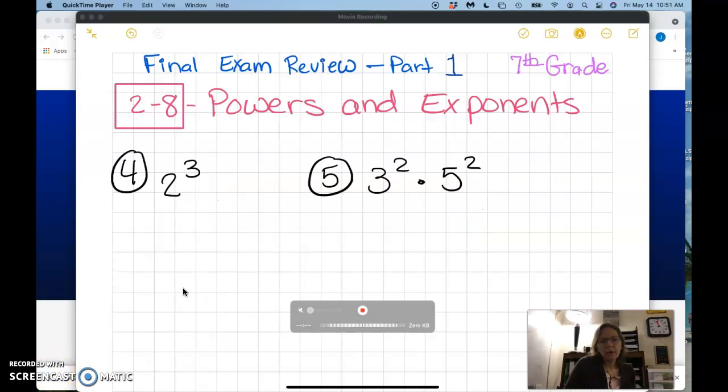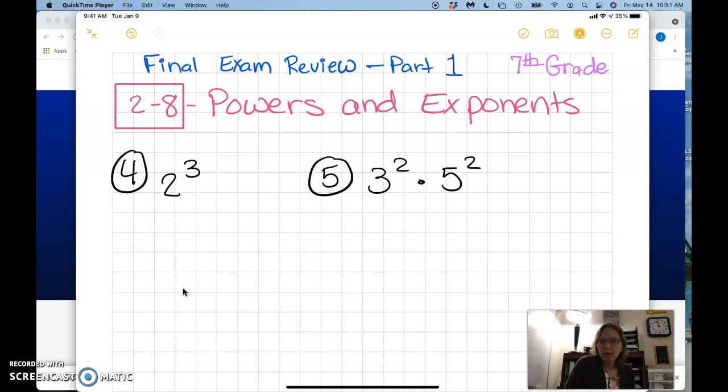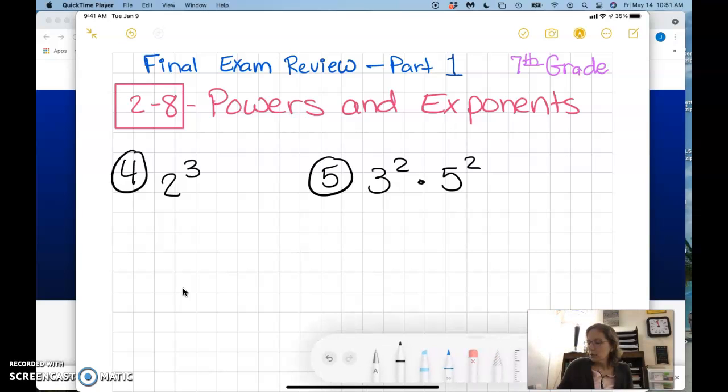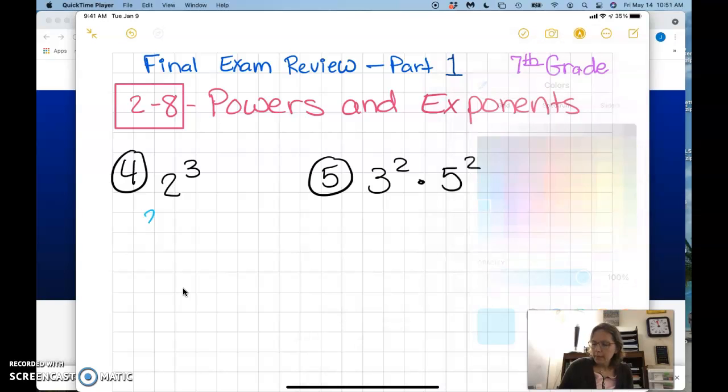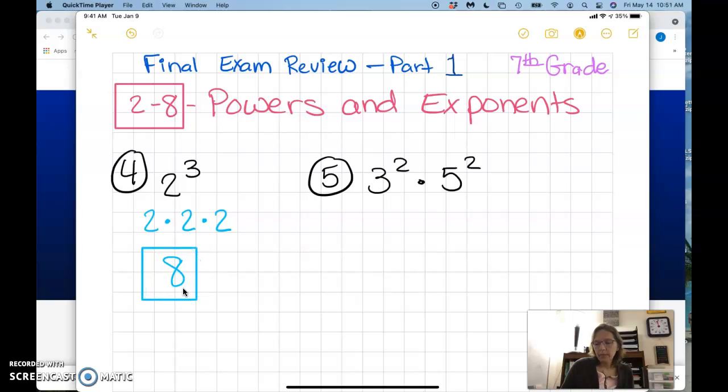Okay, our last part for this section is evaluate the exponents. When it says evaluate, now we have to solve the problem. So 2 to the 3rd power, this is what that means. That means 2 times itself 3 times. So 2 times 2 times 2. 2 times 2 is 4, and 4 times 2 is 8. So 2 to the 3rd power is 8.